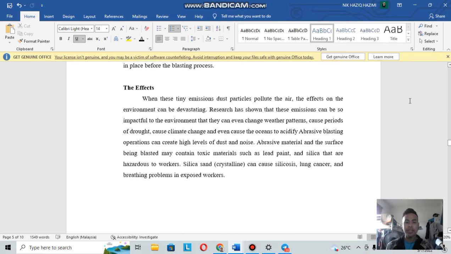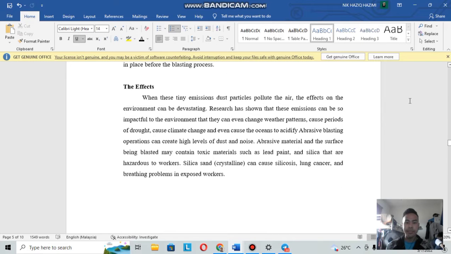So the next is the effect. When these tiny emitted dust particles pollute the air, the effect on the environment can be devastating. The abrasive material and the surface being blasted may contain toxic materials such as lead paint and silica that are hazardous to workers.